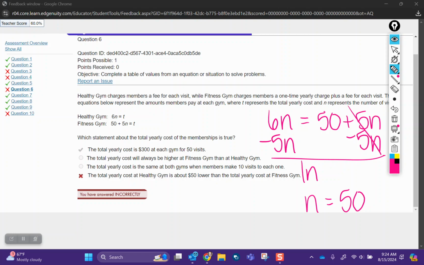The question now is, how much do they cost? We do have to figure that out. I mean, this is the right answer. So now I'm going to take this 50 and I can plug it into either equation. I'm going to go ahead and plug it into the first one. So if I do 6 times 50, I get 300. I would get 300 for both of them because this is the number of visits where they're the exact same cost.